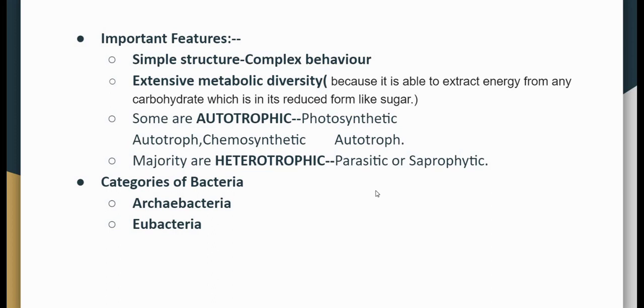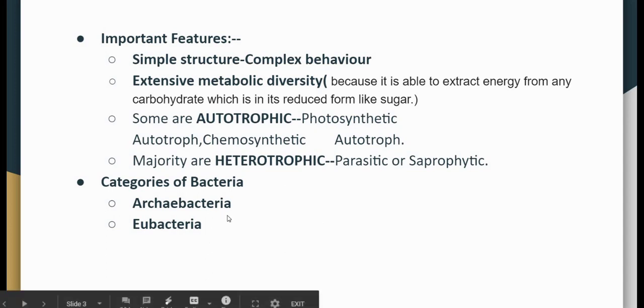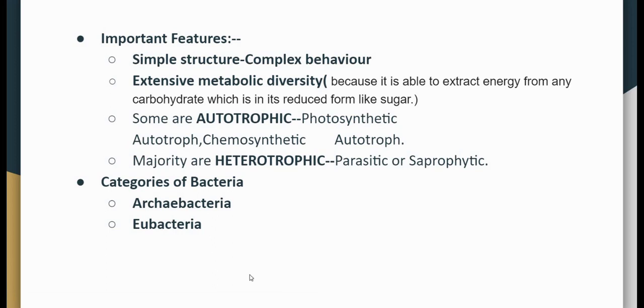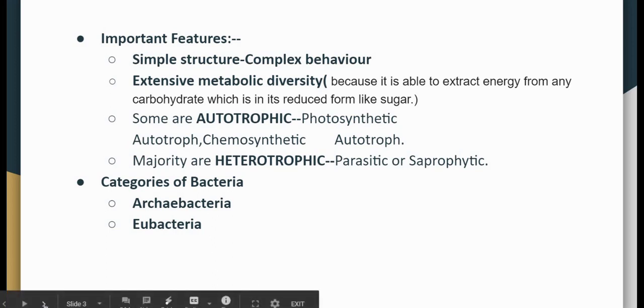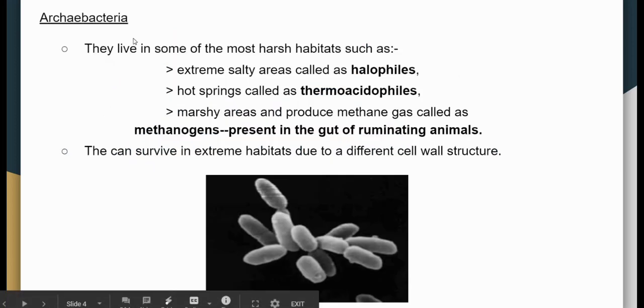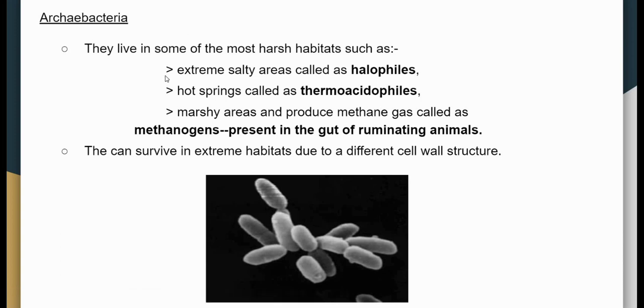Now the bacteria are also classified into 2 major categories. The 2 major categories are archaebacteria and eubacteria. Archaebacteria are primitive bacteria, and eubacteria are true bacteria. So we'll see in detail each one of them. The first one is archaebacteria.